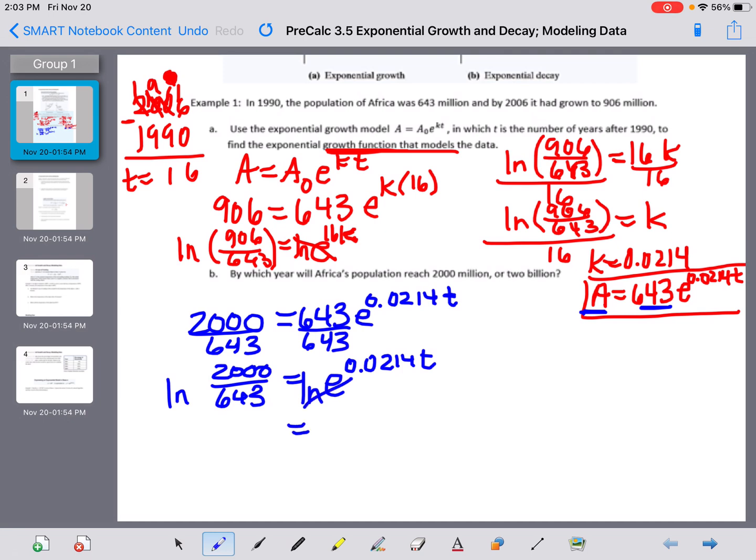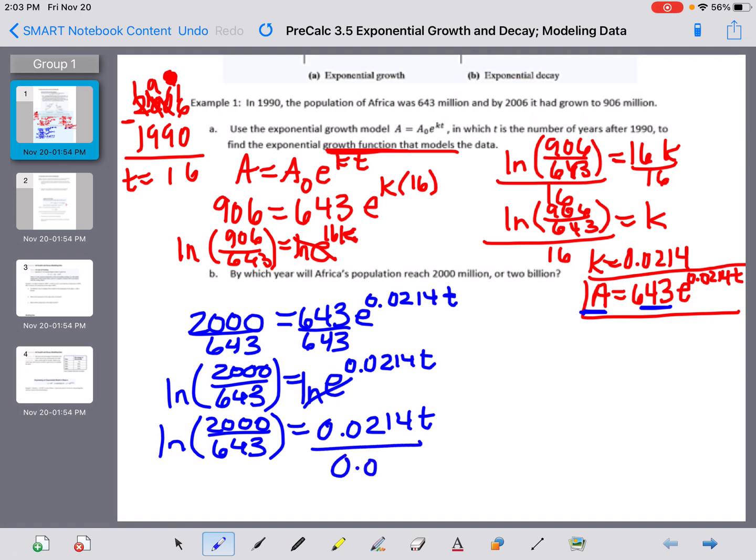These two cancel, and I'm left with 0.0214t. On this side, it's the natural log of that entire chunk, right? I'm not going to break that apart. I'm not going to have two natural logs. I have one natural log to that entire number. I want t by itself, so I'm going to divide by 0.0214. t is going to equal that beautiful number, okay?